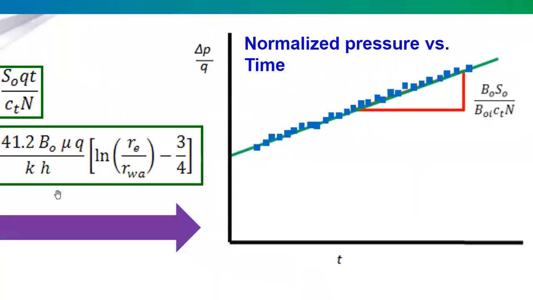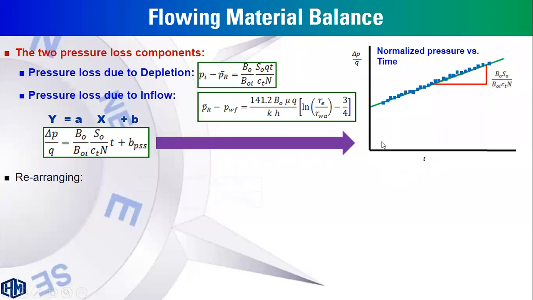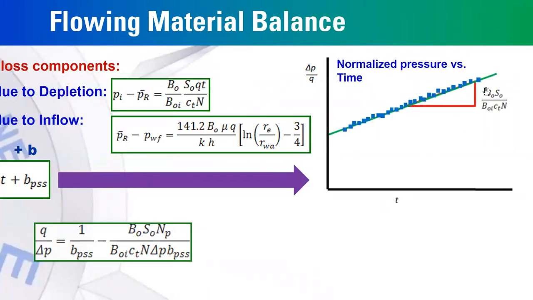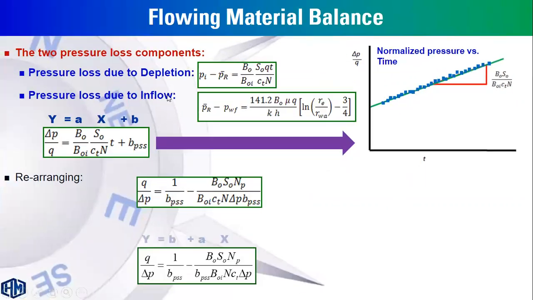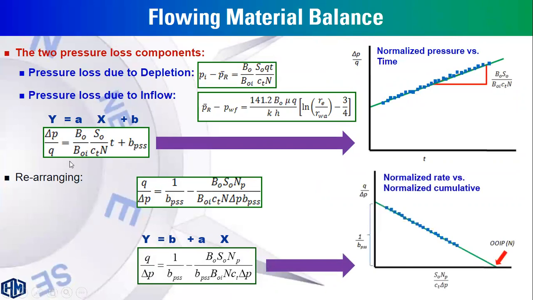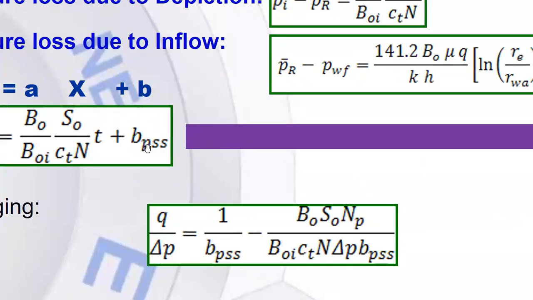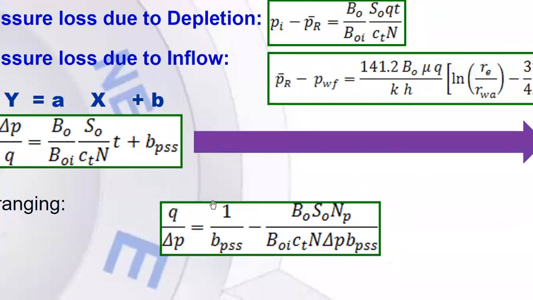According to this straight line equation, you will have a straight line during the boundary dominated flow. The slope of this relationship will equal this term, and the intercept will be what we call b sub pss, or the pseudo-steady state constant.